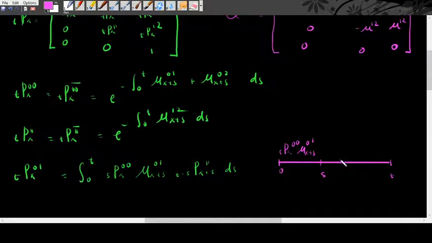And then you are going to keep on staying in state 1, and that is this part. You are going to stay in state 1 from time x plus s until time t, which is the remaining time of t minus s. So this would be the probability tPx01.